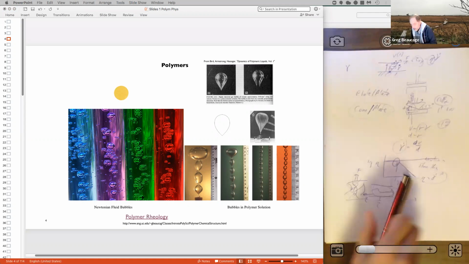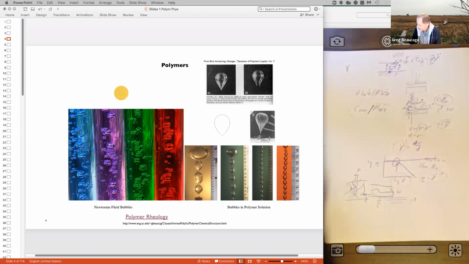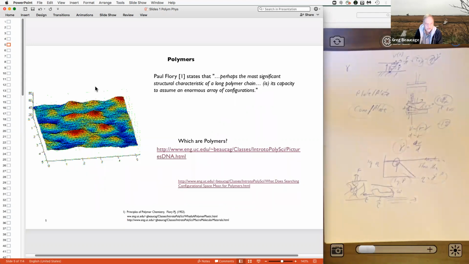But all right. So anyway, that's one part to define what a polymer is from a physics perspective. So this is Flory, who talked about this. It has got to do with fluctuations. This is a picture of thermal fluctuation.